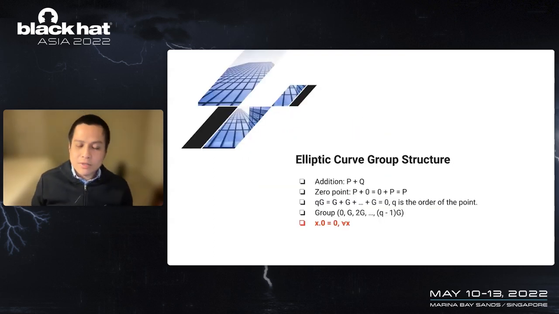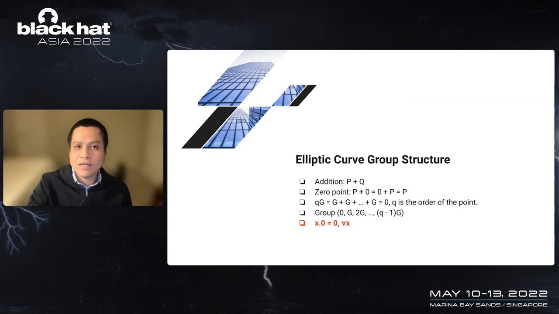We don't actually need to understand how the addition works. What we need to know is that the points on an elliptic curve form a group. What it means is the addition operation is defined and it has a zero point. When you add the zero point to any point, you get back the original point.